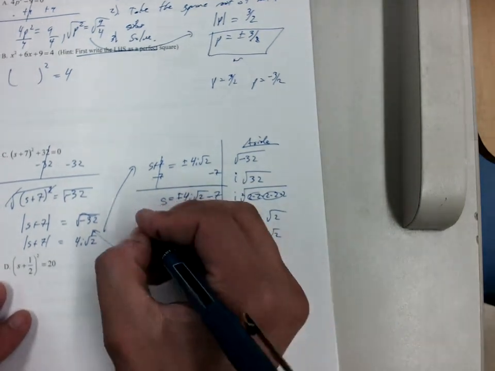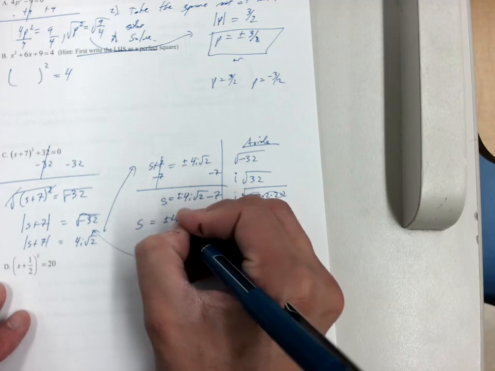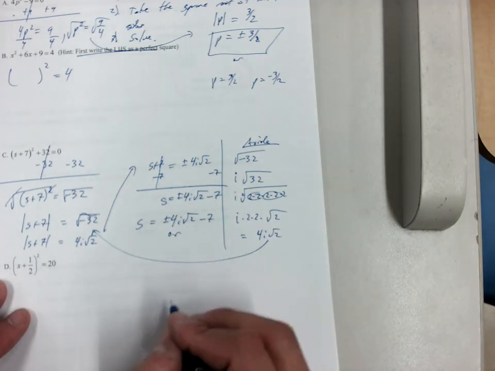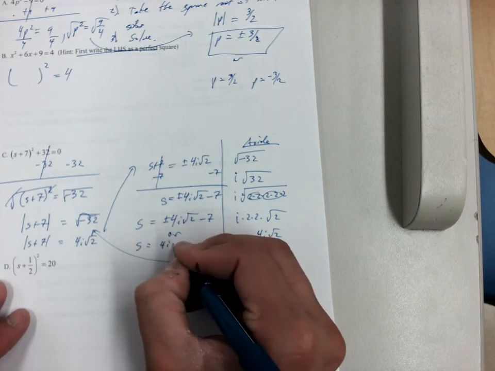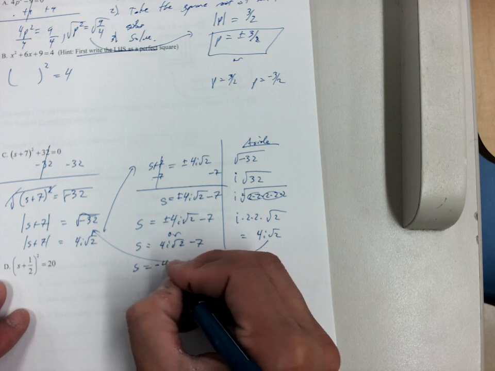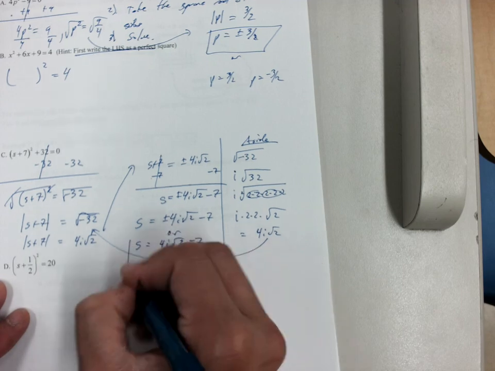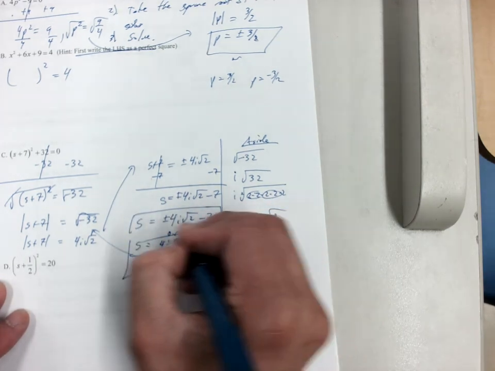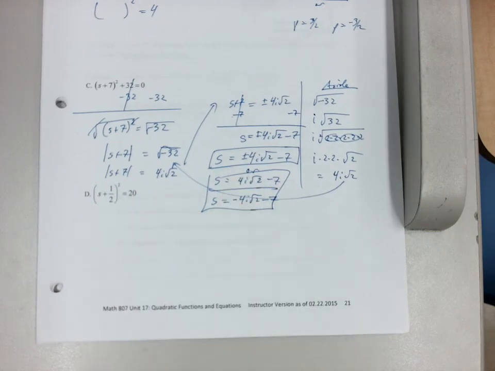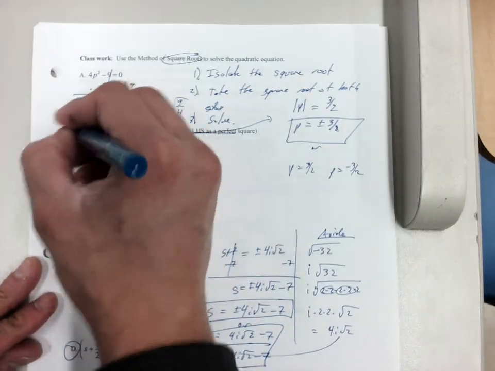Okay? We write it out nice: plus or minus 4i root 2 minus 7. Or you can write it out separately, which is s is positive 4i root 2 minus 7, or s is negative 4i root 2 minus 7. These are my answers here or here. Both are correct and appropriate. Okay? You can go ahead and do question D. Make sure you do B.